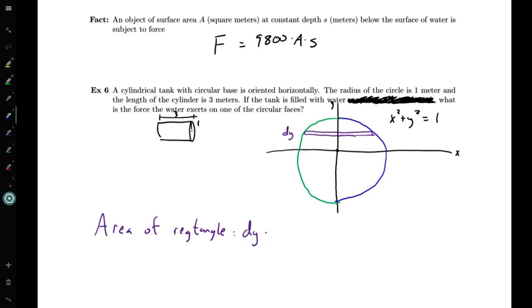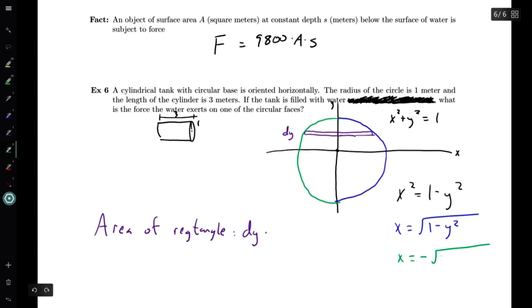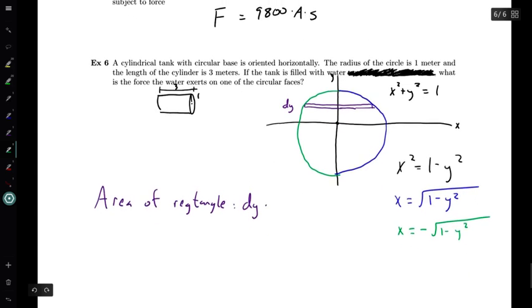So maybe we could just start with this equation here, trying to solve for x. So we'll have x squared equals 1 minus y squared. And then in order to solve for x, I want to take square roots of both sides. The right half of the circle corresponds to positive x values, so that's where we're taking the positive square root. And the left half of the circle corresponds to negative x values, so that's where we're taking the negative square root.